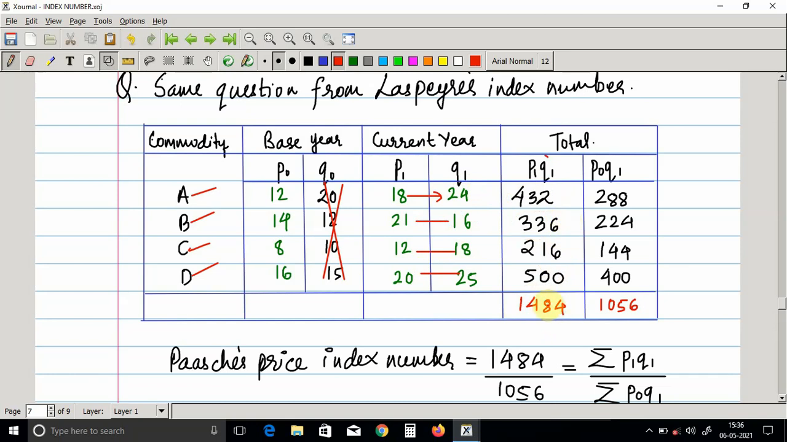So total bill in the current year is 1484. So what is this column? This column is the sum of P1 Q1. This Q1 is important for me. Q1 is the quantity. This is the weightage, W1.